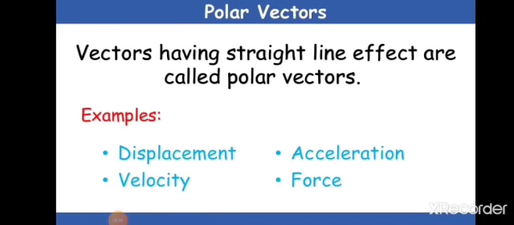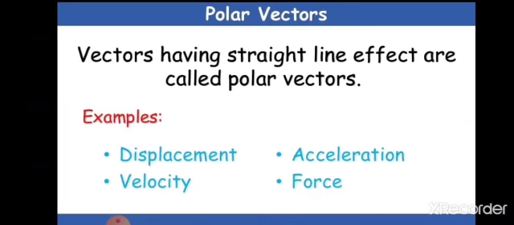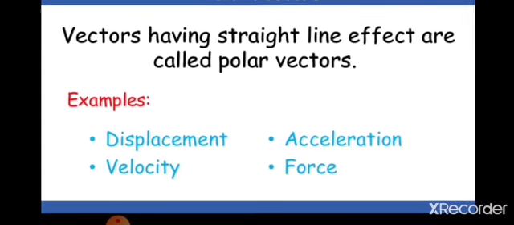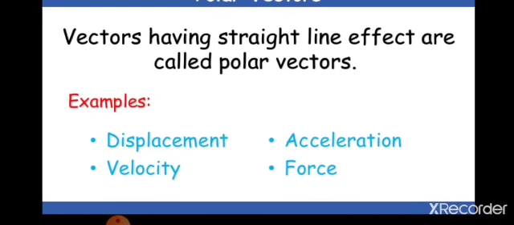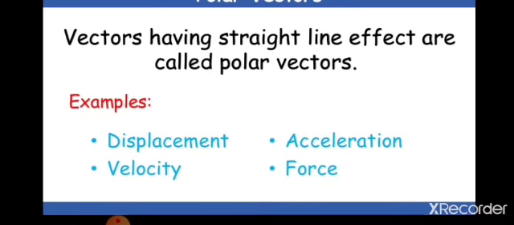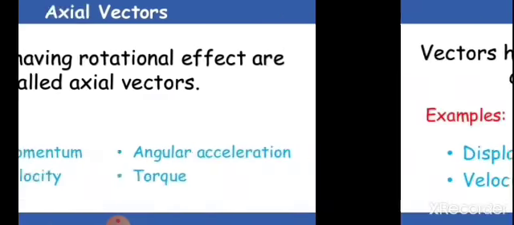Now let us study the types of vectors on the basis of their effect. The first one, polar vector. Vectors having a straight line effect are called polar vectors. The vectors whose direction is along the direction of motion are called polar vectors. Examples: displacement, velocity, acceleration, force and linear momentum. So such vectors, having the straight line effect, are called polar vectors.